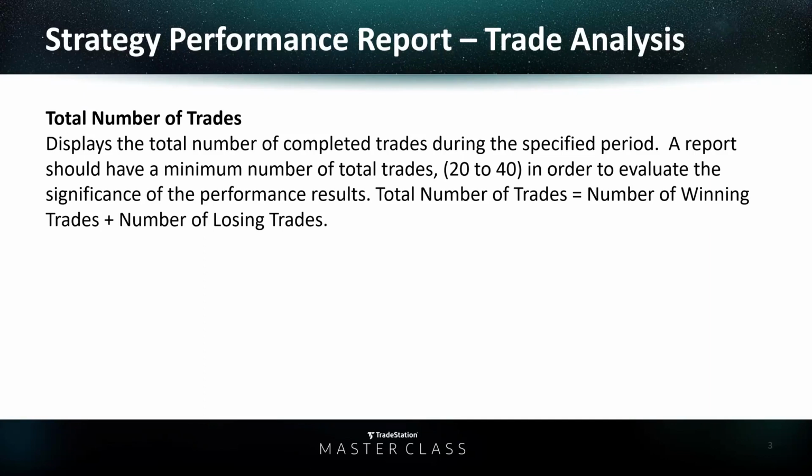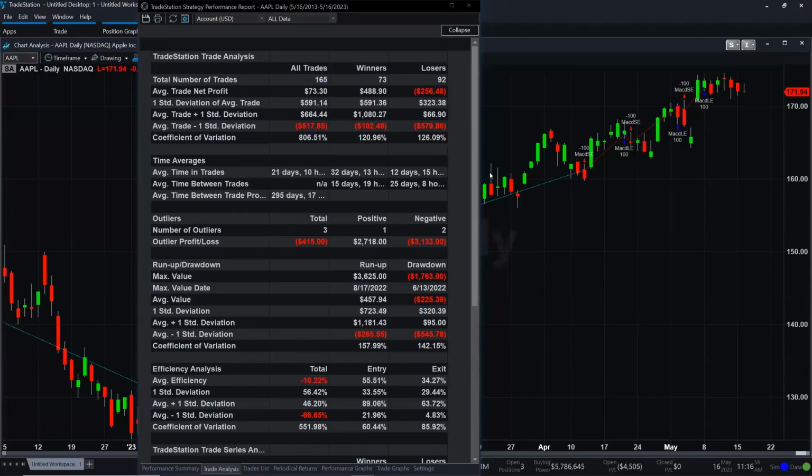This is going to add all the winning trades plus the losing trades and give you a total number of trades. On our strategy performance report, which is based on the MACD strategy on 10 years worth of data of Apple, we have 165 trades. 73 of those trades were winners. 92 trades were losers. On a trending strategy, it's very common to see more losers than there are winners.